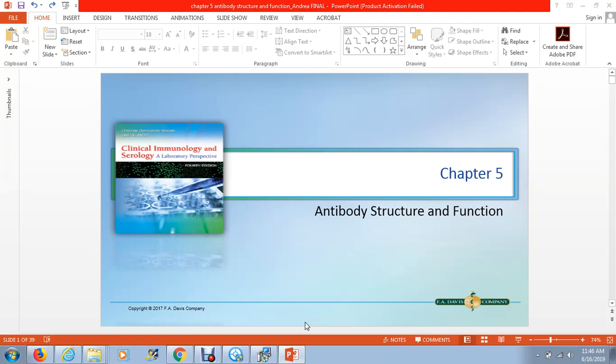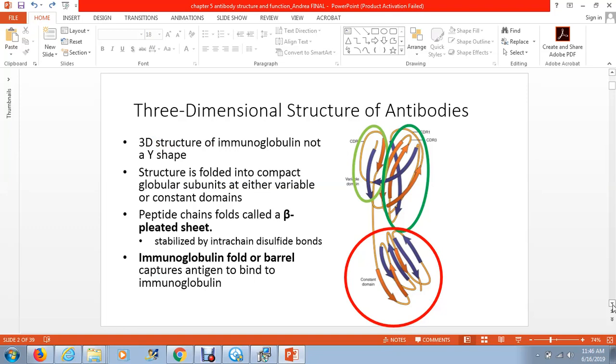Hi there. We are completing the second half of Chapter 5's Antibody Structure and Function lecture, and we are picking up right where we left off on the three-dimensional structure of antibodies. We've been looking at antibodies throughout the lecture and throughout the semester so far as a 2D structure shaped like a Y, but it's not. Clearly, it's a 3D structure that's semi-reminiscent of a Y.